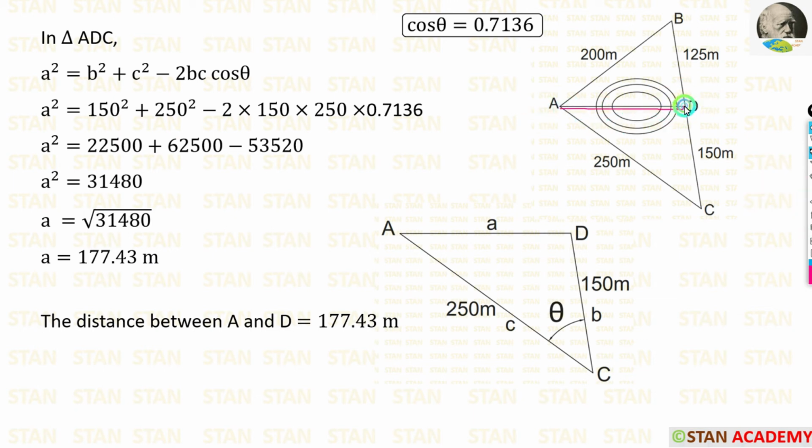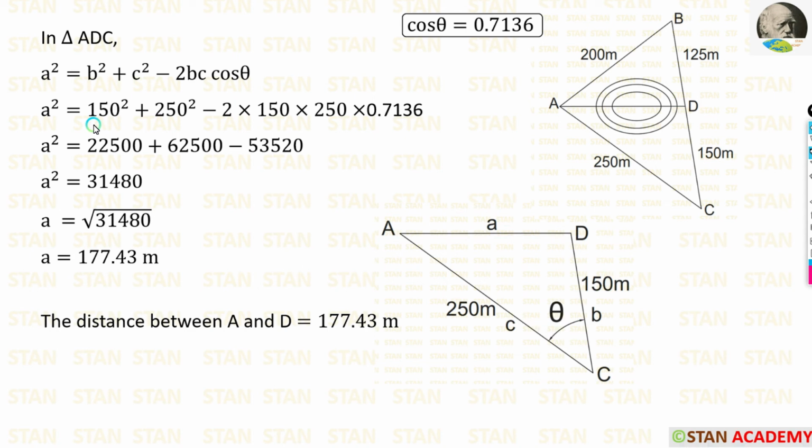Now we are going to find out the distance of AD. For that I am going to take the triangle ADC. In this triangle also I am going to apply cosine rule. Here also we have to be very careful that a must be fixed opposite to the angle theta. b and c can be kept on this line or this line, but a must be fixed in the line opposite to the angle theta.